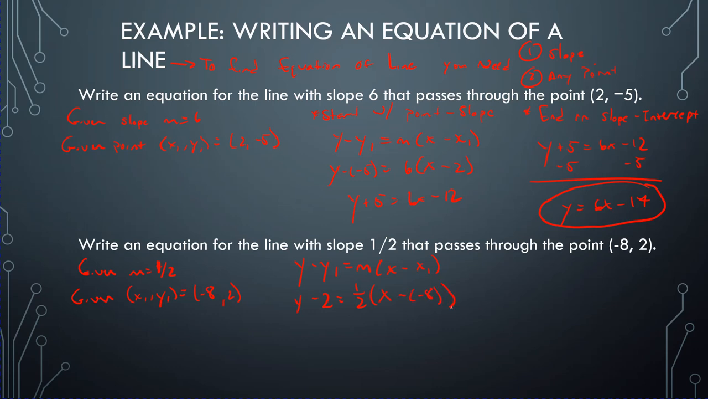So you have to be careful of that double negative. So this is y minus 2, distribute here, 1/2, negative, negative becomes a positive. And then don't overthink this, right? Like, what's 1/2 of 8? It's just 4.